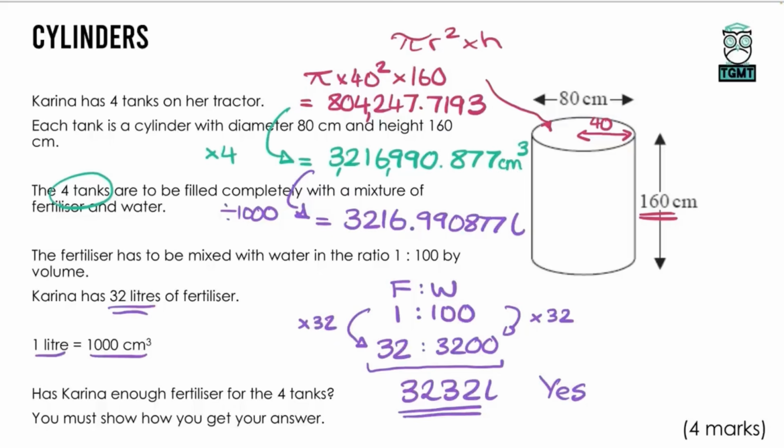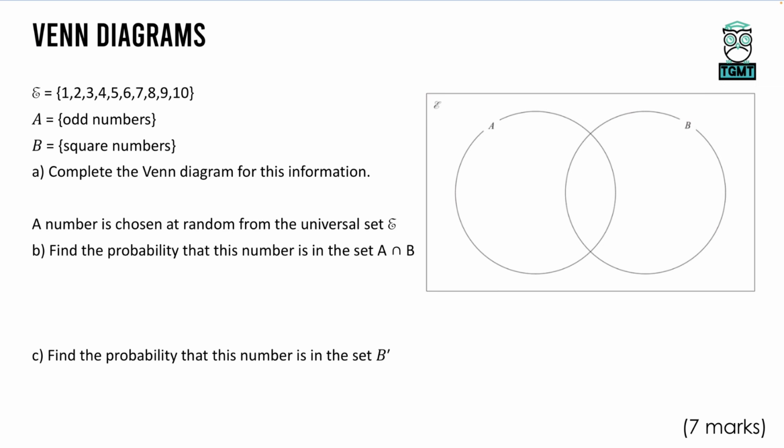Okay, so looking at a Venn diagram. Now here we have the universal set and it says the numbers 1 through to 10. So they are the only numbers that we're allowed to put in the Venn diagram, and all of those numbers have to go somewhere in the Venn diagram, whether it's in A, B, the intersection, or around the outside.